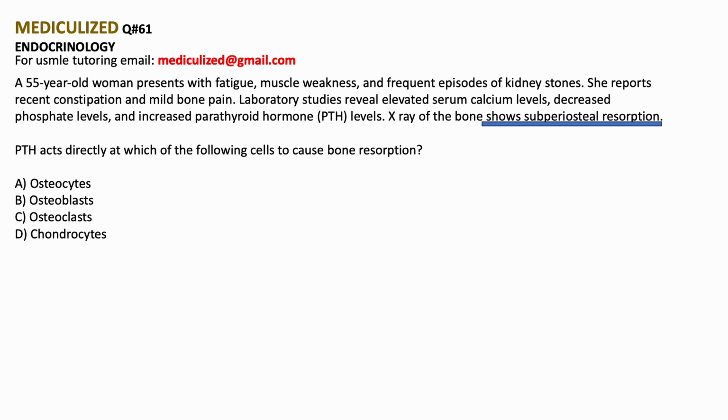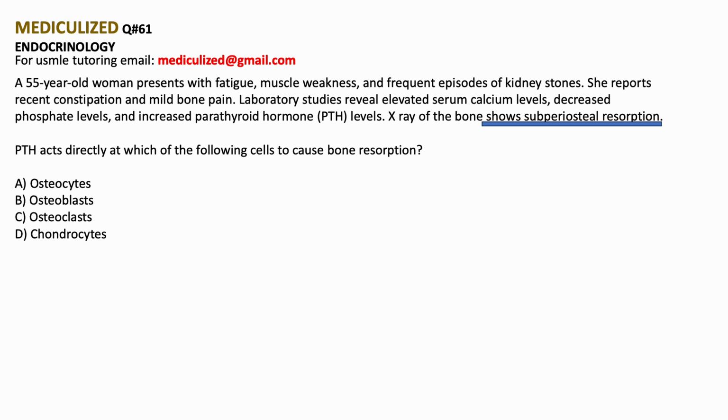Now, if they ask you where the PTH is going to act to cause the phosphate trashing, it's going to be the PCT, the proximal convoluted tubule. If they say where it increases the calcium reabsorption in the nephron, it's going to be at the DCT, the distal convoluted tubule. Also know that the elevated calcium is partly because of the reabsorption from the kidneys, but also majorly because it causes the bone loss. It actually causes bone resorption.